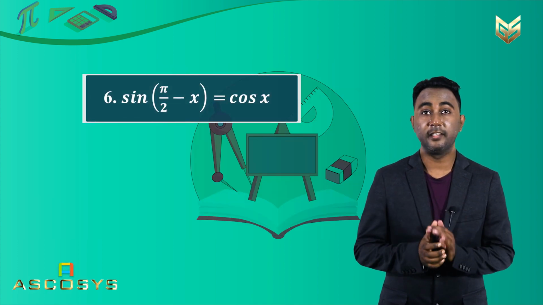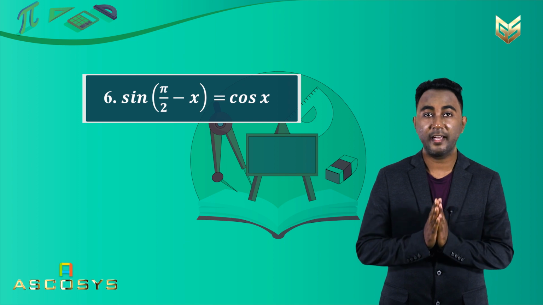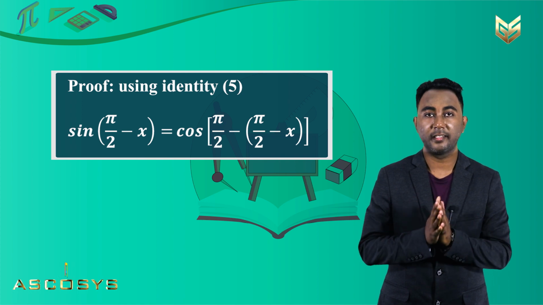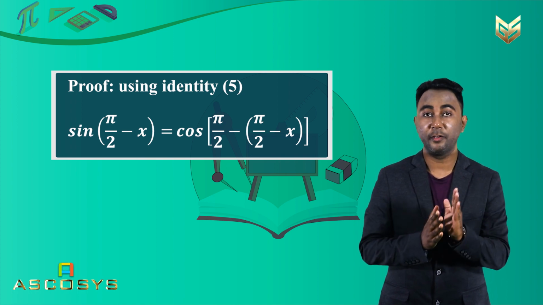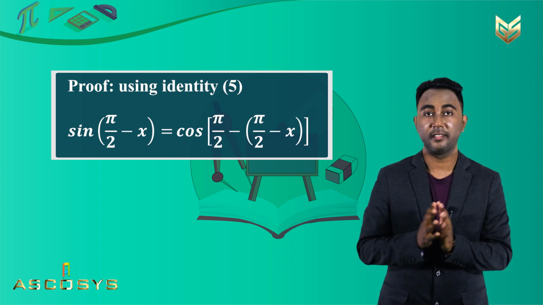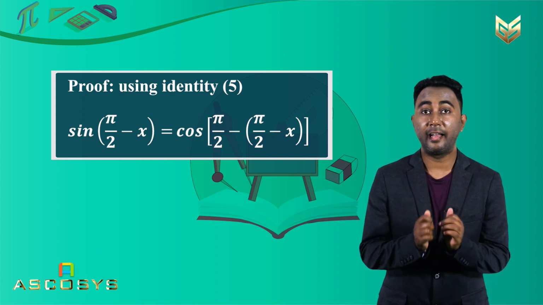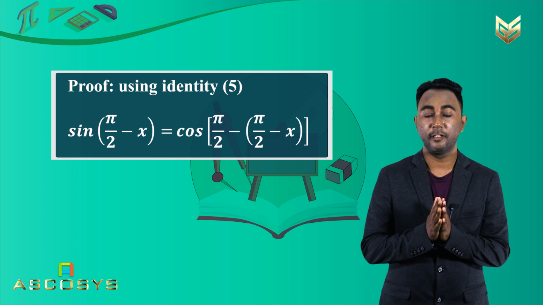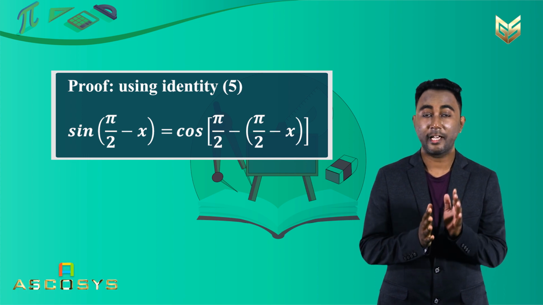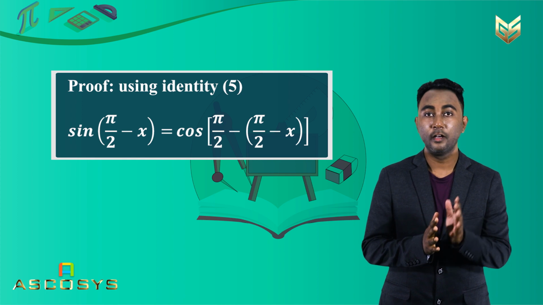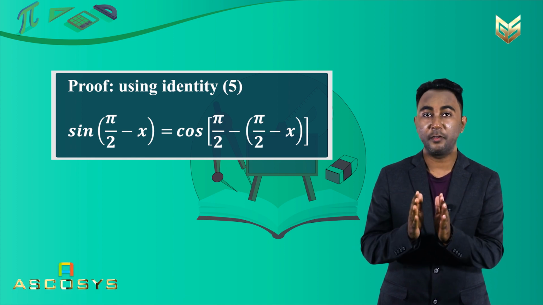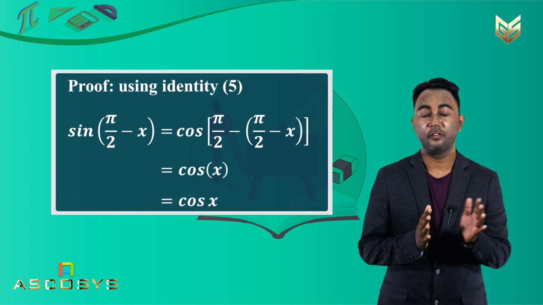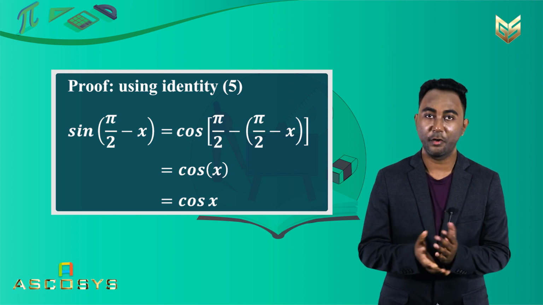The next identity says sin of pi by 2 minus x is equal to cos of x. Now, sin of pi by 2 minus x can be written as cos of pi by 2 minus of pi by 2 minus x. To prove this, we will use our identity 5. Identity 5 said that cos pi by 2 minus x is equal to sin of x. So, sin of pi by 2 minus x will be cos of pi by 2 minus of pi by 2 minus x, which is equal to cos of x. Thus, sin of pi by 2 minus x is equal to cos x.